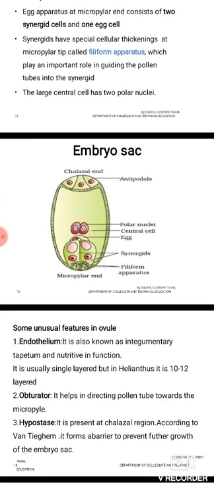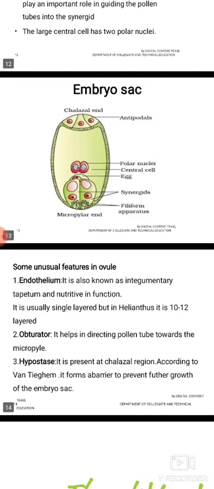And there are some unusual features in the ovule. The first one is endothelium. This is also known as integumentary tapetum and is nutritive in function. It is usually single layered, but in the case of Helianthus, it is 10 to 12 layered.